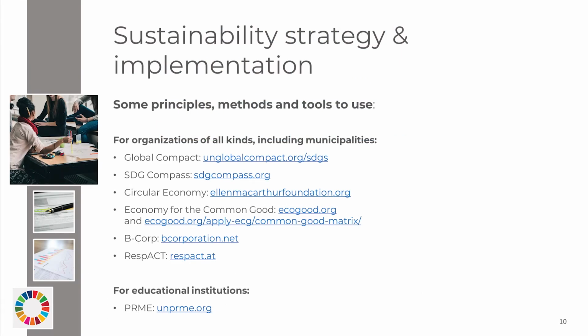How do we get to a sustainability strategy and implementation? On slide 10, you can see a few systems that you can employ for that. These are not all of them, but these are the most common ones. For instance, the Global Compact, the SDG Compass, Circular Economy Principles, Economy for the Common Good process, B Corp process, and Respect in Austria in particular. And for educational institutions, you could use PRIME to get started.